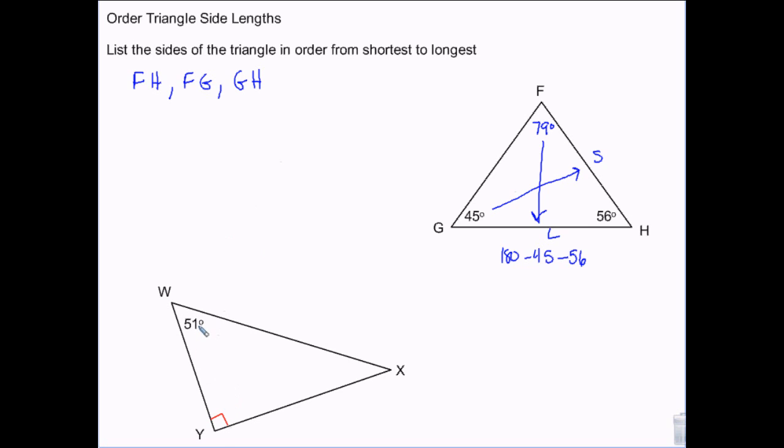And likewise, this is 90 and this is 50. So this is like 40, 39. So largest, smallest. So WY, YX, and WX.